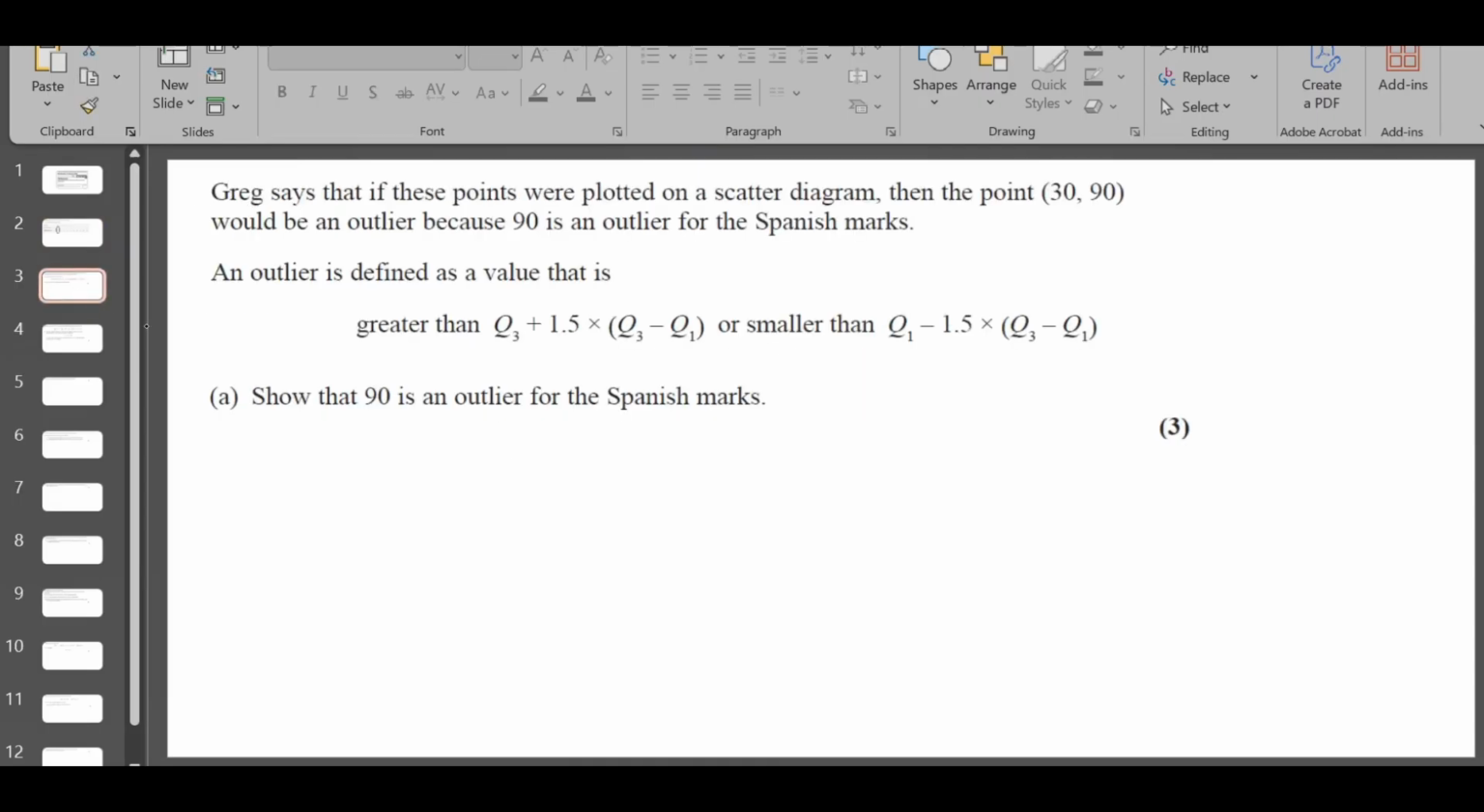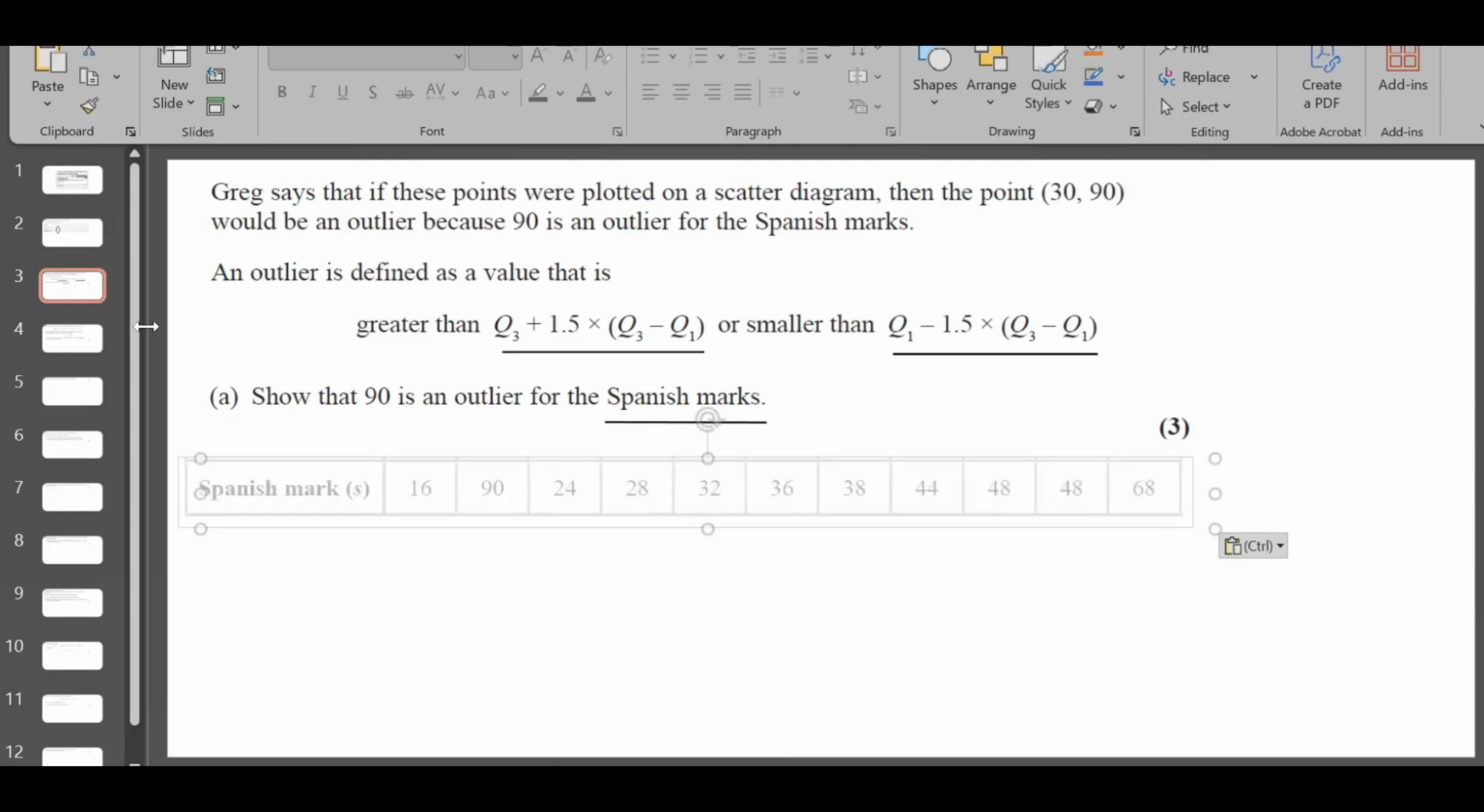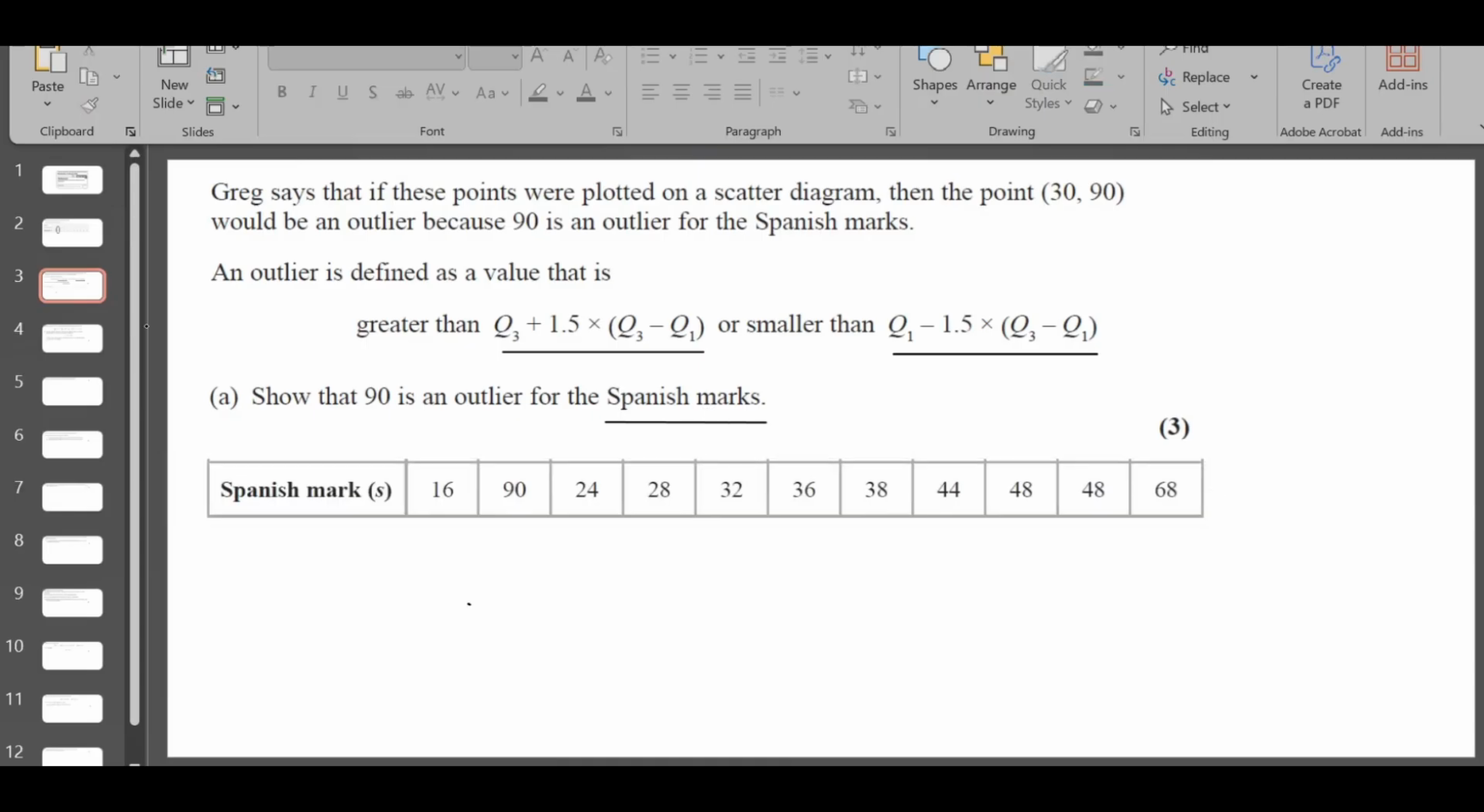So an outlier is defined as a value that is either greater than this or smaller than this. Show that 90 is an outlier for the Spanish mark. So I'm going to take the Spanish mark alone here. Now we are going to find Q3, upper quartile, and Q1, lower quartile, for the Spanish mark. But before finding them, you need to write the values in ascending order first. If you look, the values are all in ascending order. Only 90 is here. You need to put it here. Now the values are in ascending order.